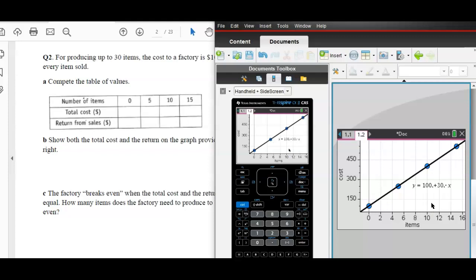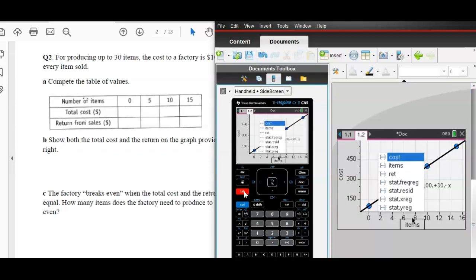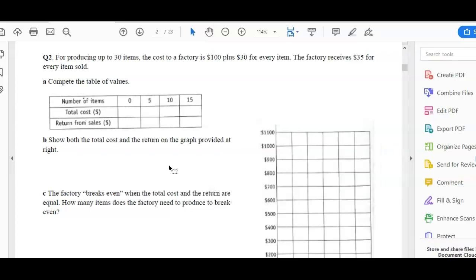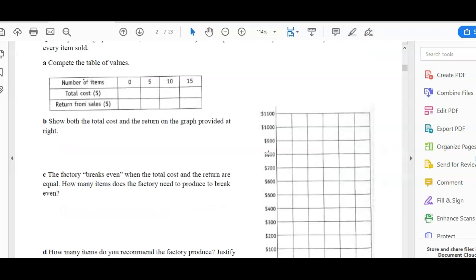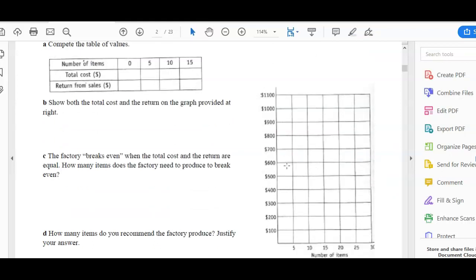So that's the first equation. I don't know whether I can actually add another graph on here. No, I'm not going to try. So let's just go back here. If you were to graph it, we've got 100 plus 30x. You'd start here at 100 and you'd go to your end point. What was it? 450. So you'd go up to 450. Let's just go back to the calculator where the values actually are.